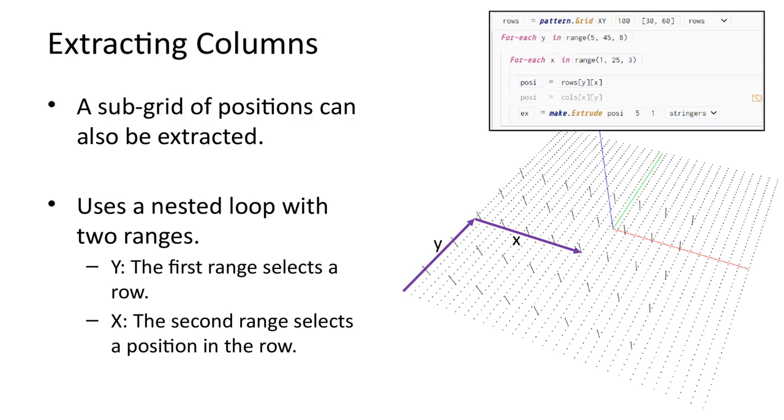Notice also how positions are extracted out of the list. Since we are working with rows, the order of the indexes is, first y, then x. The y index selects a row. The x index selects one position in the row.